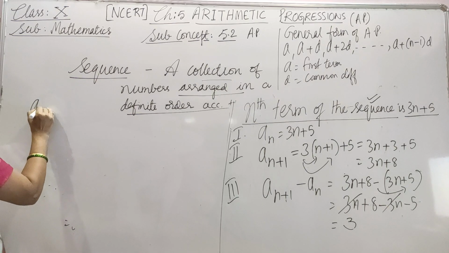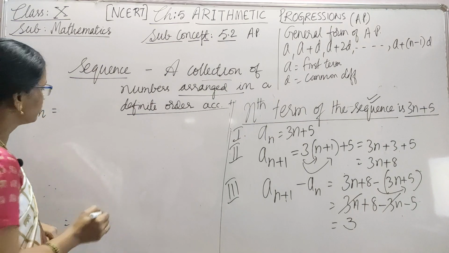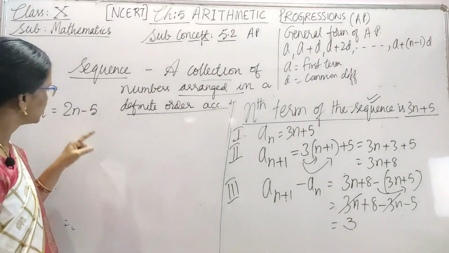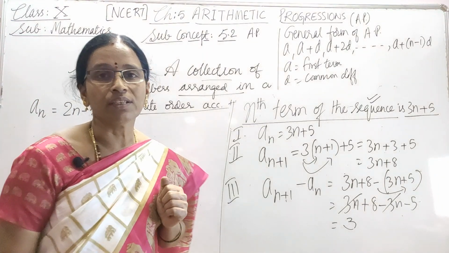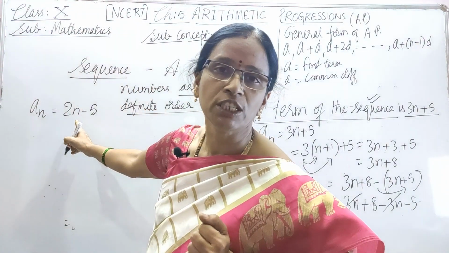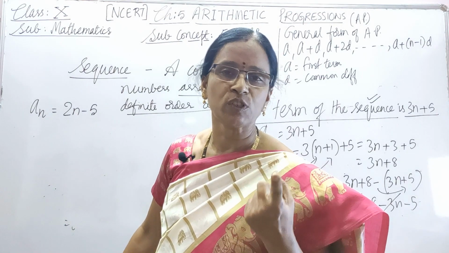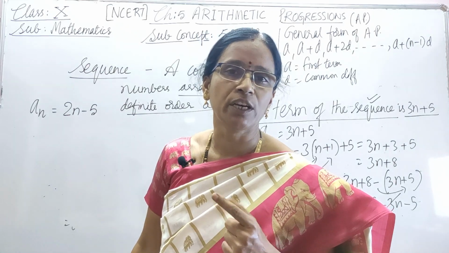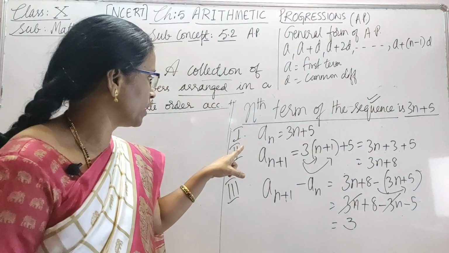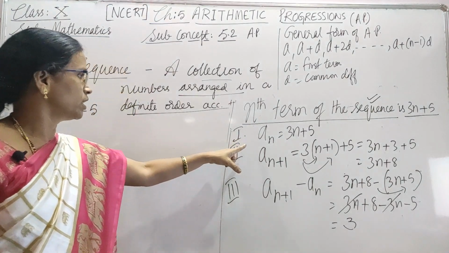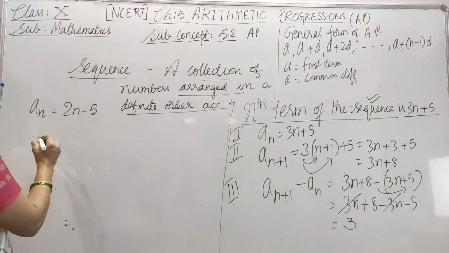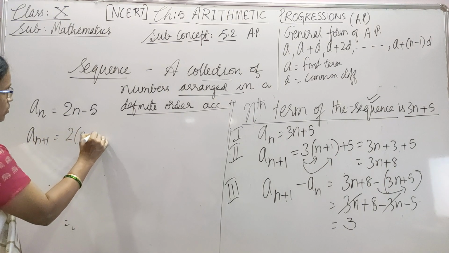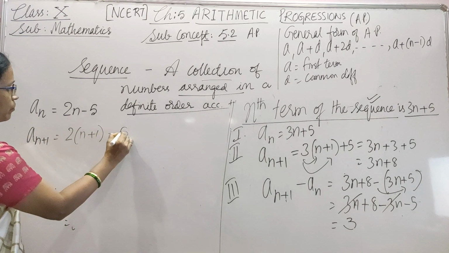The nth term an is equal to 2n minus 5. This is the sequence I have defined using the nth term. The first procedure is to generate the terms of the sequence and check whether it is an AP or not. Now I would like to go by this method. So here what is an? This is 2n minus 5. Then an plus 1 is equal to 2 of n plus 1 minus 5.